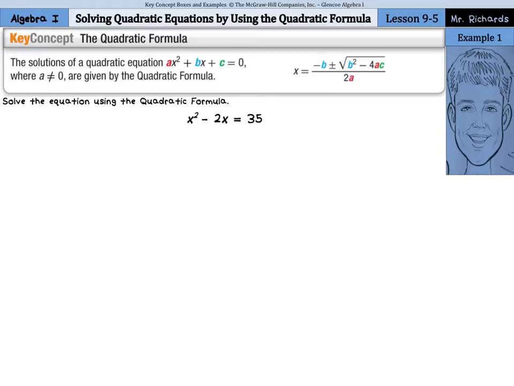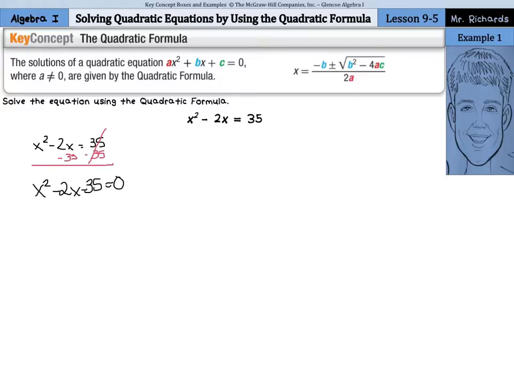So when we go to solve the equation using the quadratic formula, we first need to get this into standard form, that ax squared plus bx plus c equals 0. And this does not equal 0 yet. And so I'm going to rewrite this equation over here, x squared minus 2x equals 35. We need to get this right side to equal 0, so we'll start off by subtracting 35 from both sides, so that this cancels out, and we are left with x squared minus 2x minus 35 equals 0.